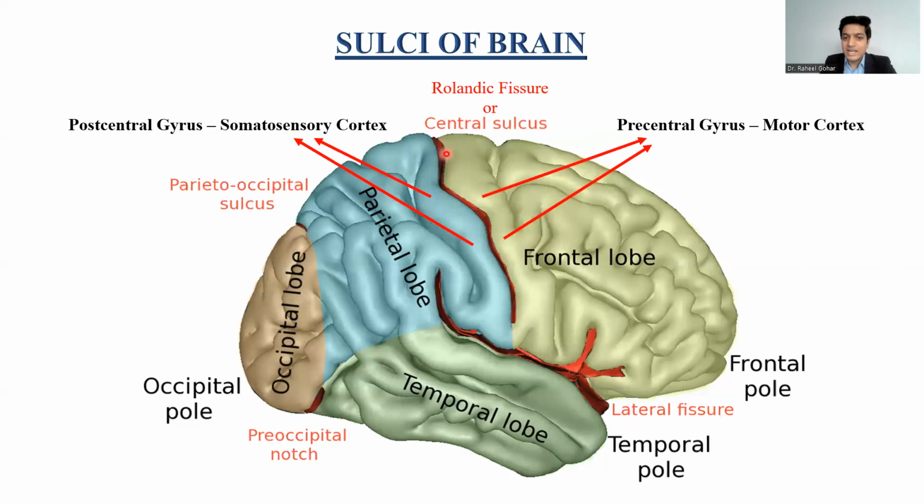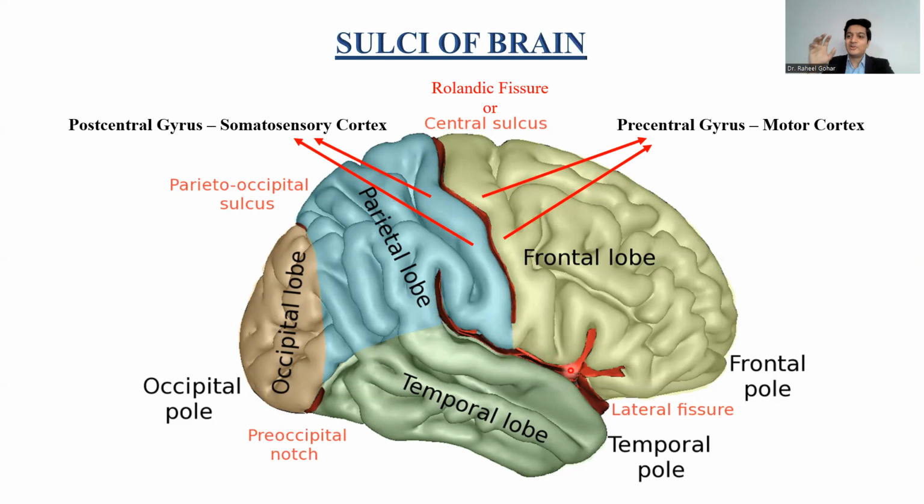And anterior to the central sulcus, this gyrus of the frontal lobe is known as the precentral gyrus, also called the motor cortex. This is actually controlling our voluntary activities. Then posterior to the central sulcus, it is known as the post-central gyrus. Very simple. And it is the somatosensory cortex. All the sensations of our body are going there. Then we have this lateral sulcus. It is also known as the sylvian sulcus, sylvian fissure, and this is very important as well.